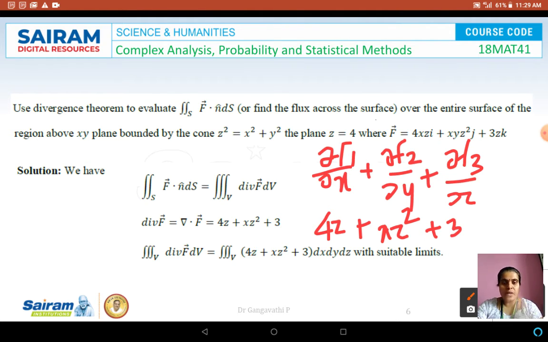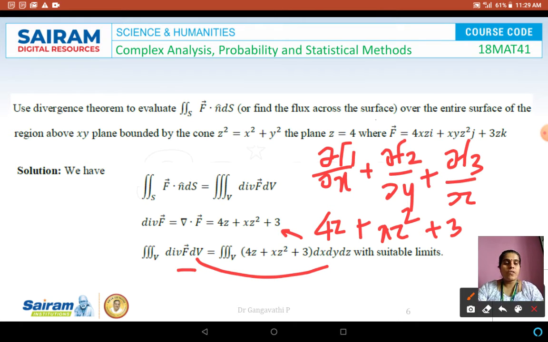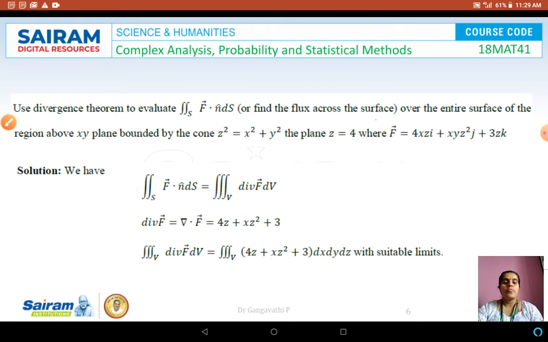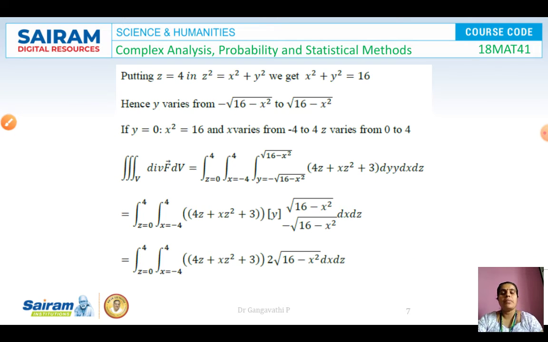So this is what we get for the divergence of f. The triple integral over V of the divergence of f into dV, where dV is dx dy dz, and the divergence of f we have substituted here. Now we have to substitute the suitable limits. Putting z equal to 4 in z square equals x square plus y square, we get x square plus y square is equal to 16.